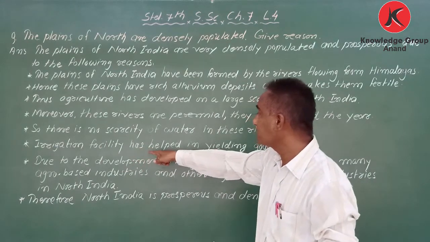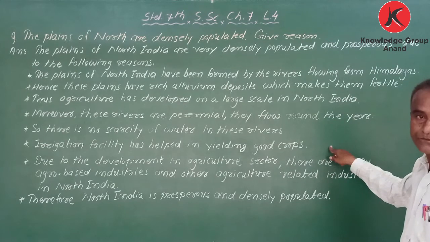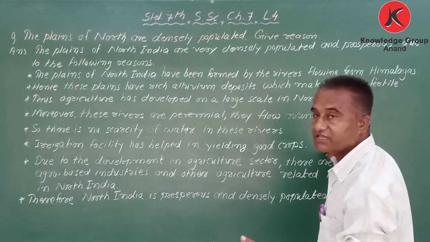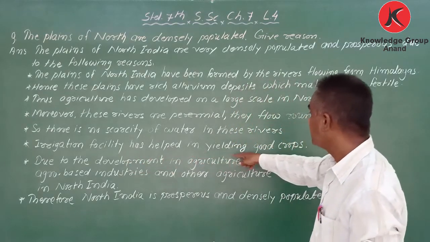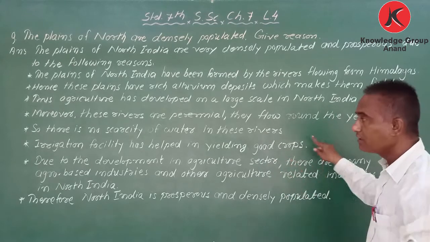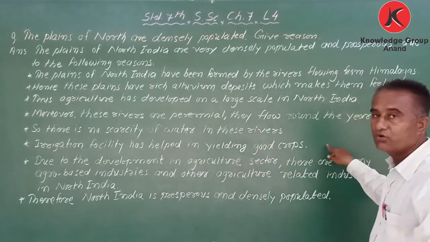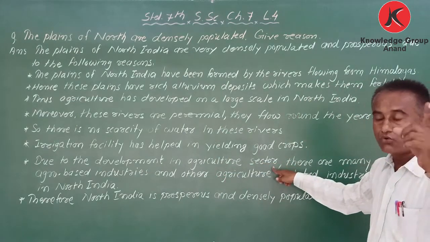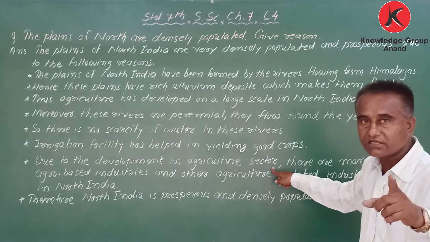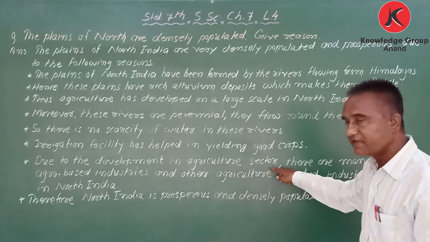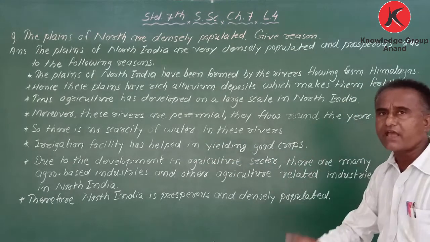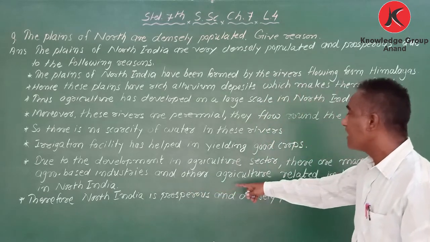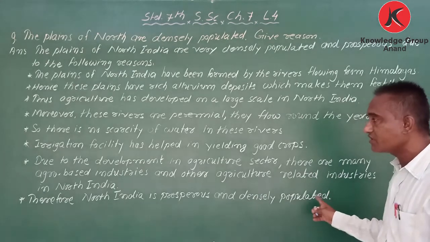Next point: irrigation facility has helped in yielding good crops. Because throughout the year they have water, irrigation means canal, sinchai in Gujarati. Irrigation facility has helped in yielding good crops. Yielding means growing. Next point: due to the development in the agriculture sector, there are many agro-based industries and other agriculture-related industries in North India.